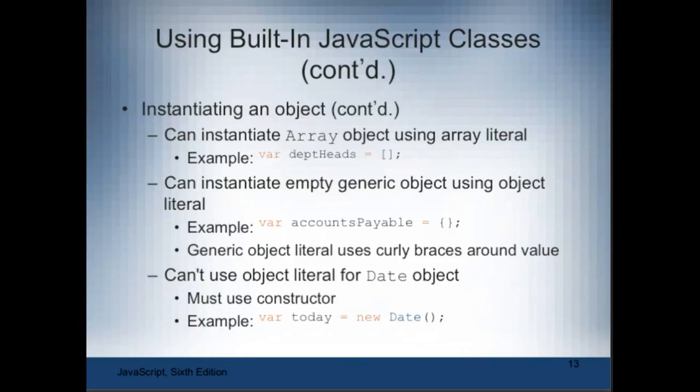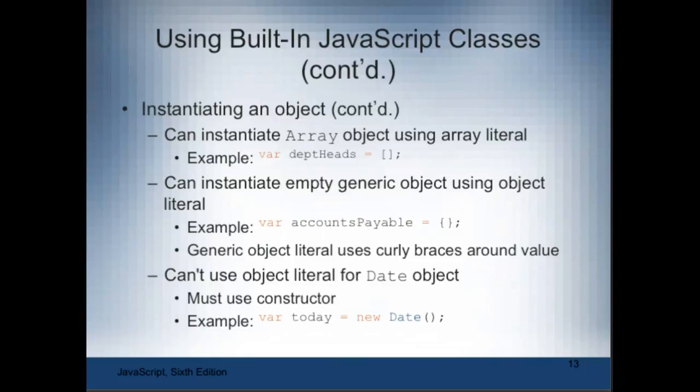Likewise, you can create an empty generic object using an object literal. The following code creates an object with the name accountsPayable using an object literal. var accountsPayable equals, and then an opening and closing pair of curly braces. Notice that unlike an array literal, which uses square brackets, an object literal uses curly braces around its values. Instantiating objects with literals is generally the preferred method among programmers because it's easier than using a constructor.